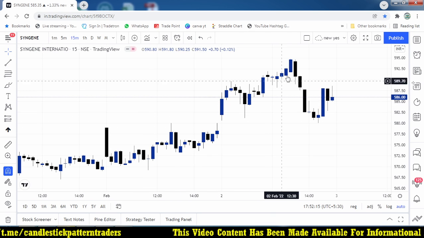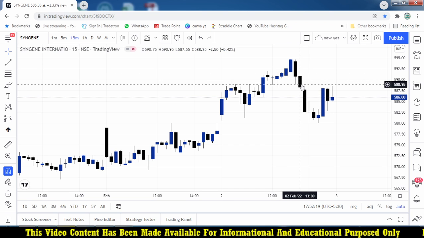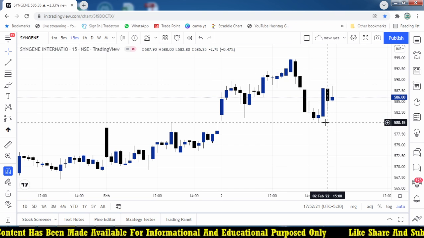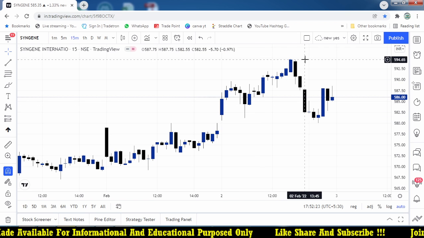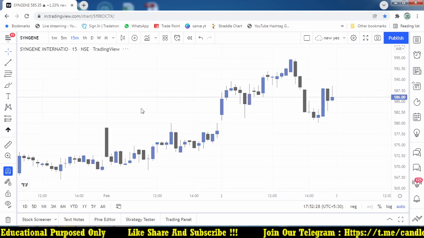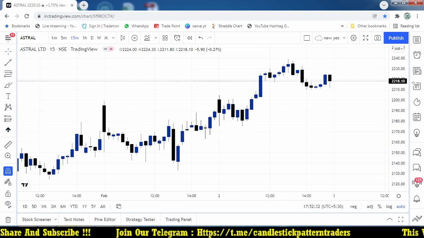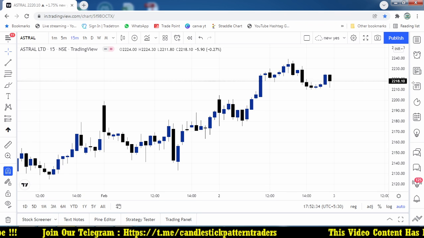Syngene, which is happening here, that is 115. There is a breakdown from 590, it came down to 580. So almost 10 rupees it generated here. The stop loss is 5 rupees. And Astral. Now you know how to use this one and how to find it, and what kind of criteria we are using for that 3-bar reversal.